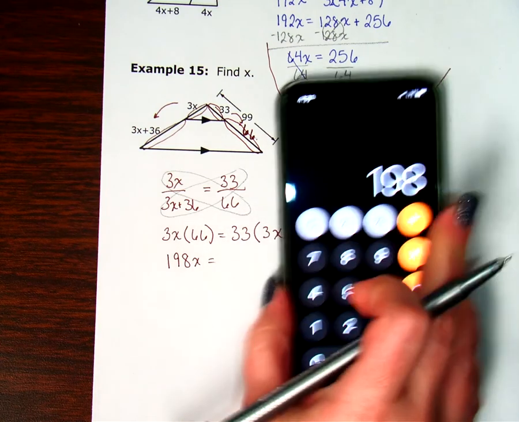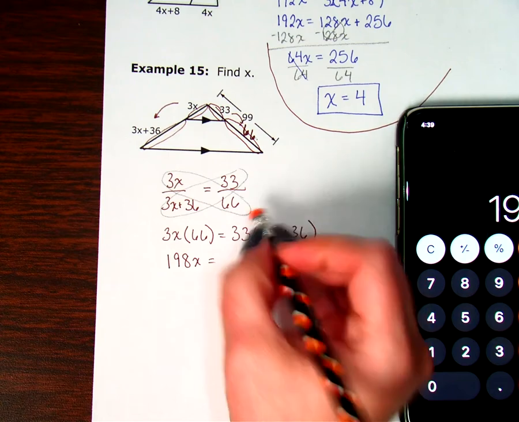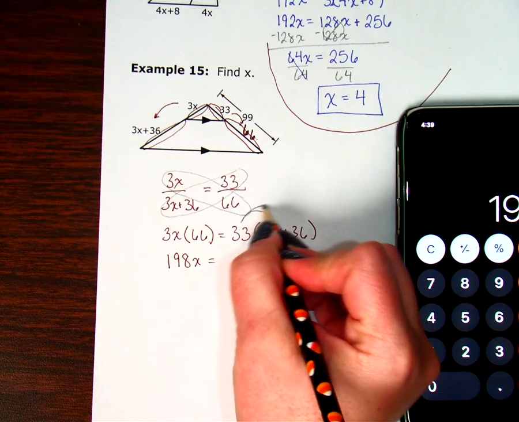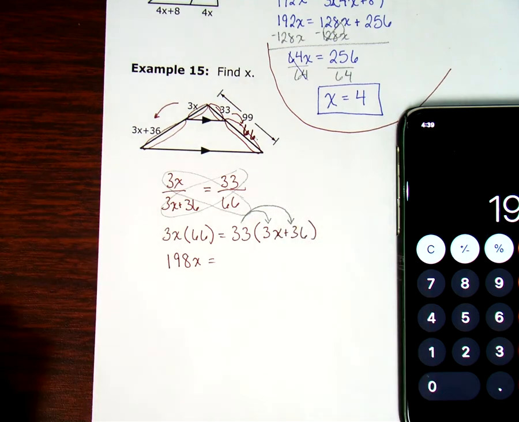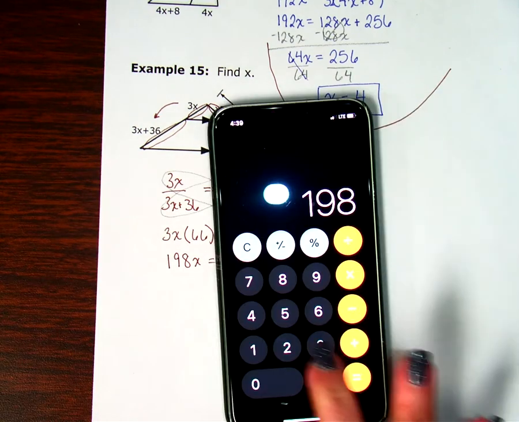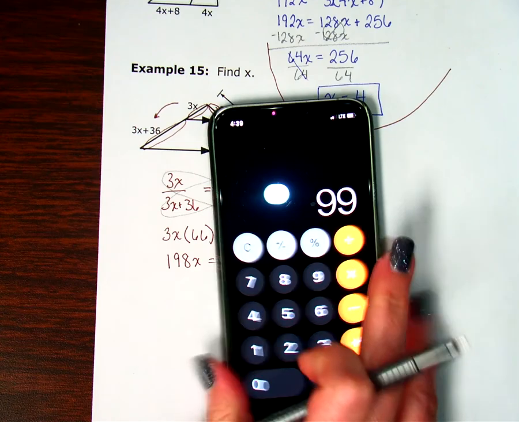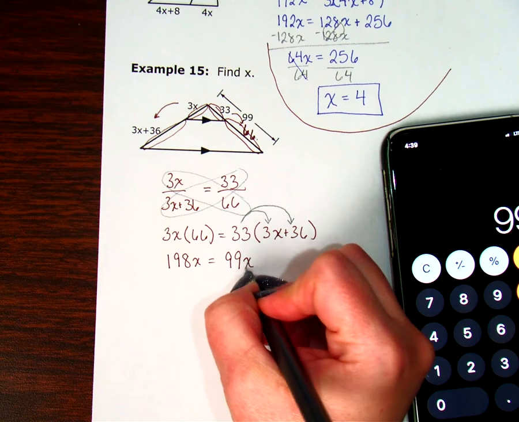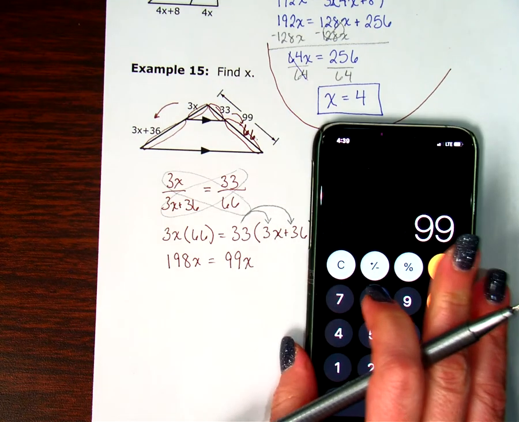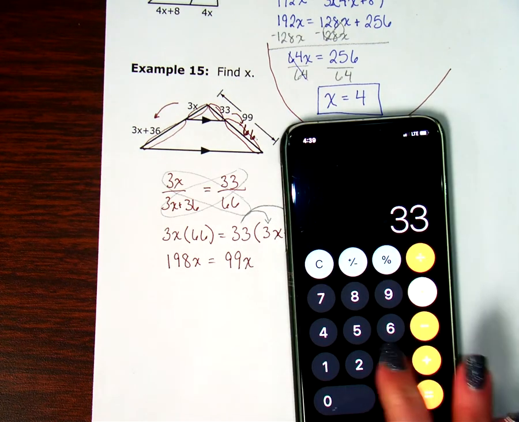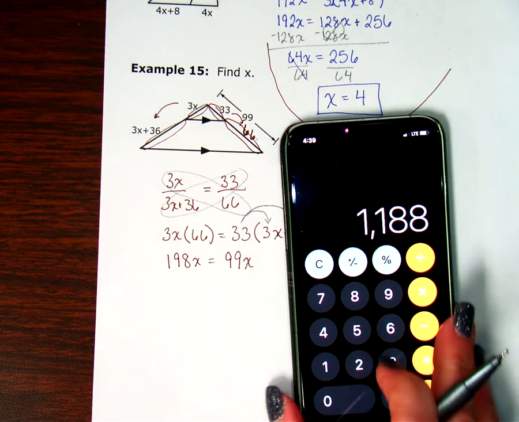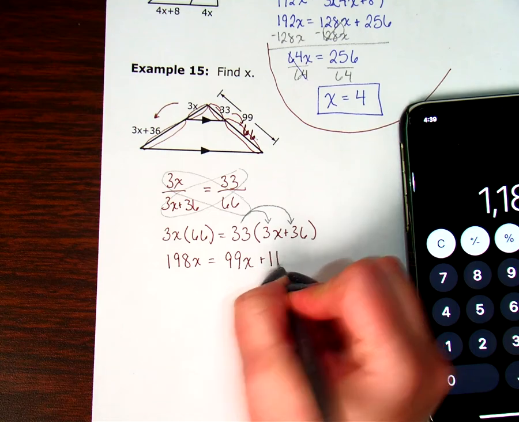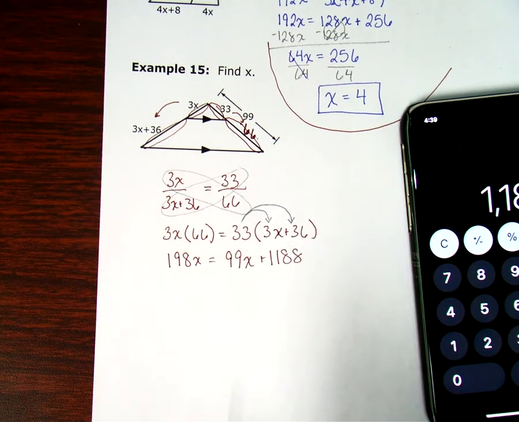Equals, and then on the other side, remember we have to distribute this, 33 times 3x and then 33 times 36. So 33 times 3, I believe, is 99. Yes, it is. 99x. And then 33 times 36 is 1,188. And it's a positive, so 1,188.